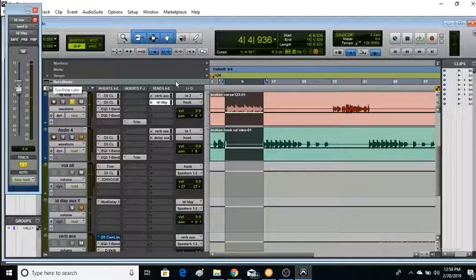Yeah. So definitely a lot of delay going on there, and it's definitely very noticeable in my signal. So let's see what we can do to address that.